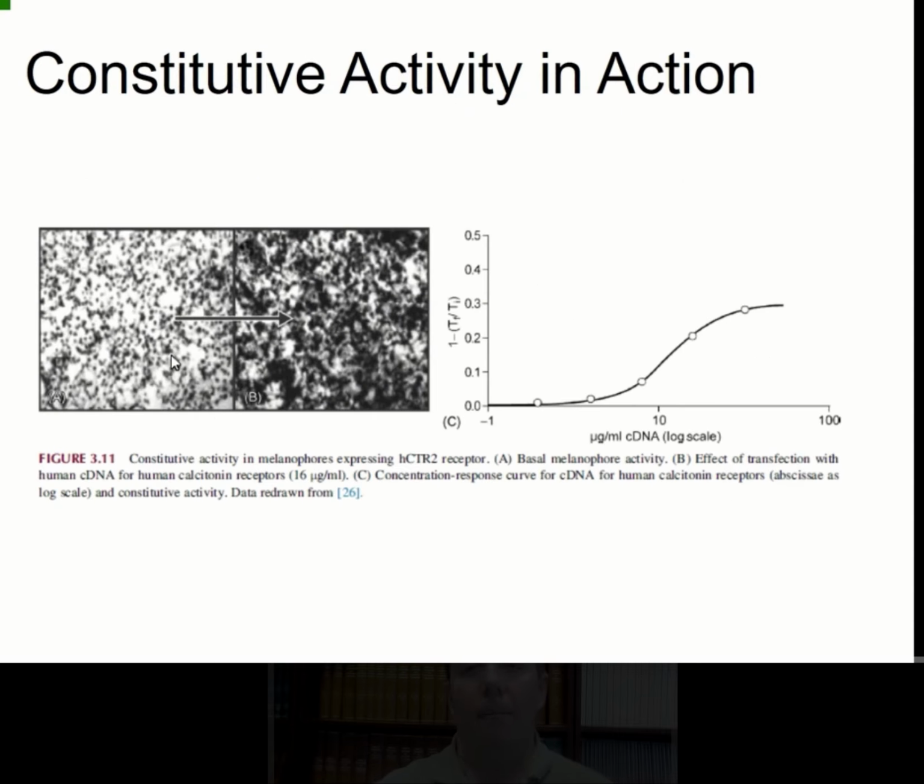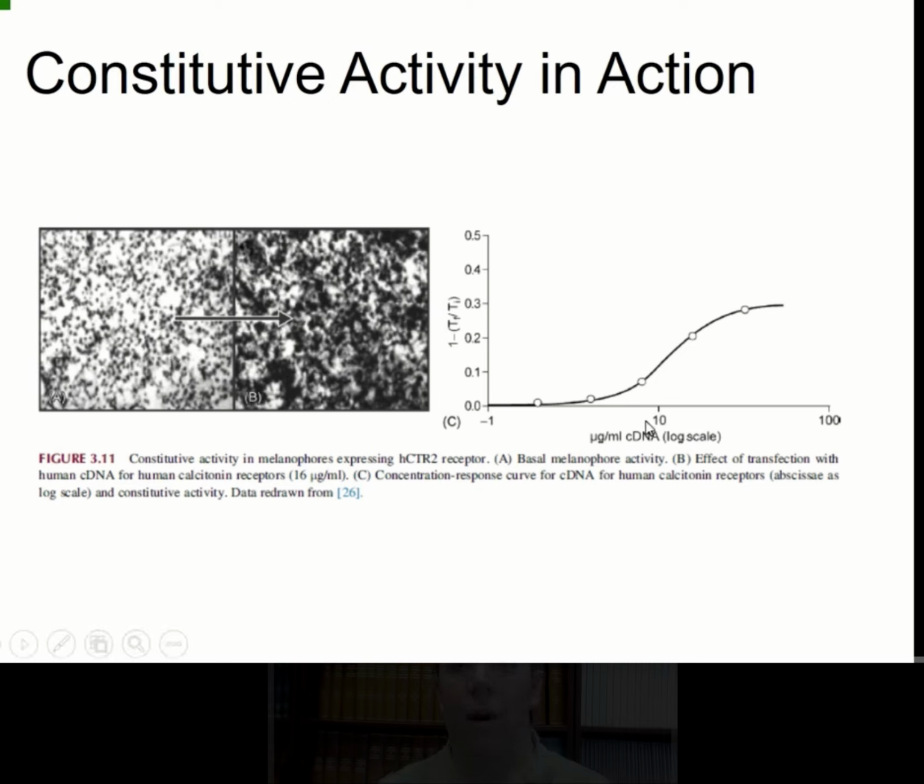So this is just an example of constitutive activity with G proteins. I think it's the very next lecture. We're going to talk about this melanophore system. So this is a way that we can measure activity of G proteins. And melanophores are cells that express melanin. And melanin production can be in response to G protein activity.